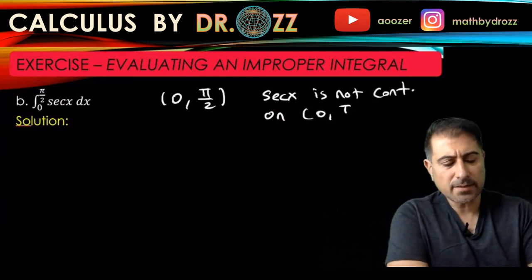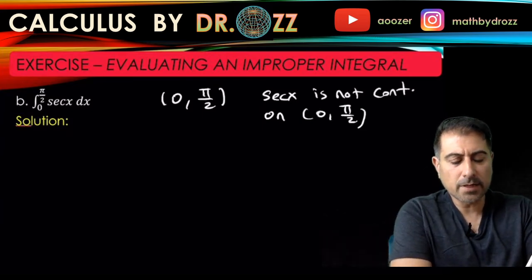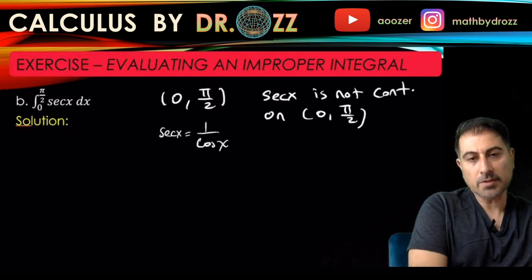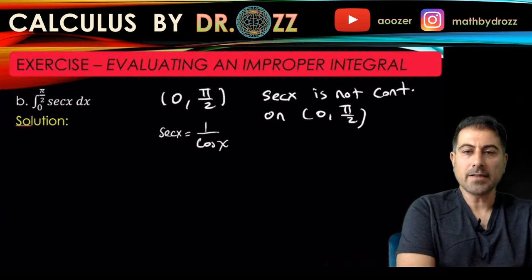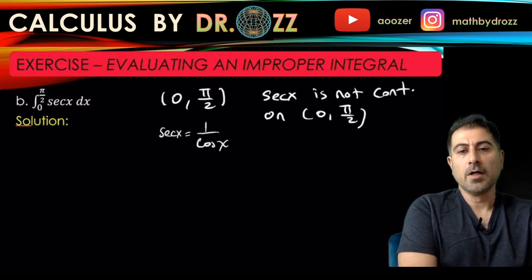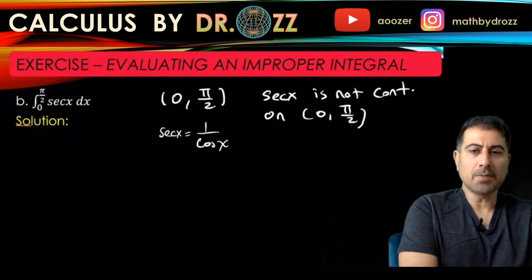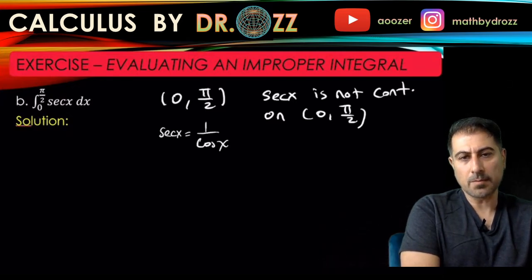And you can see that if you write this as 1 over cosine x, because secant and cosine are reciprocals of each other, then in the right limit at pi over 2, cosine becomes 0, and this becomes 1 over 0. So secant pi over 2, in other words, blows up to infinity.